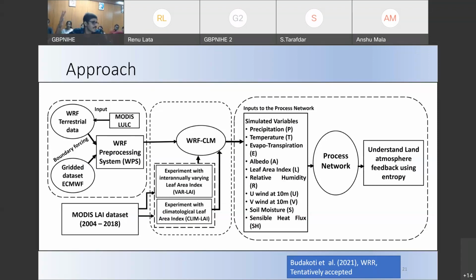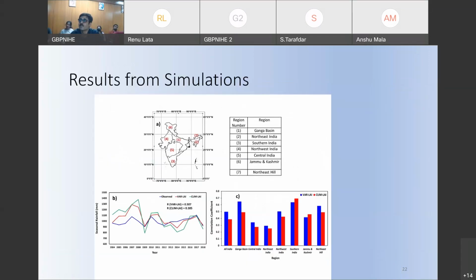Every year it changes, and that is also put in WRF-CLM, and we get a lot of variables and then apply a process network kind of approach to understand what exactly are the changes in the atmospheric processes because of changing vegetation pattern. We are not saying that because of atmospheric changes the plants change. What I'm trying to say is that because of the change in the plant, what are the changes in the atmospheric processes. That's what I'm trying to understand. And we picked up the Indian region, of course, and we divided the climate into six.